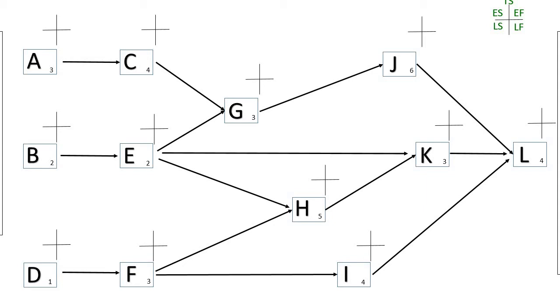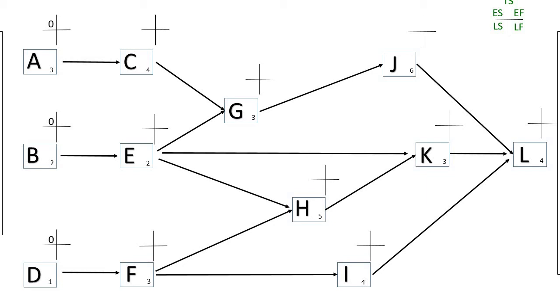So now we know activities A, B, and D can all start on day 0. It doesn't matter about anything else, but they could all start on day 0. So the earliest that they could start: activity A can start on day 0, activity B can start on day 0, and activity D could start on day 0.